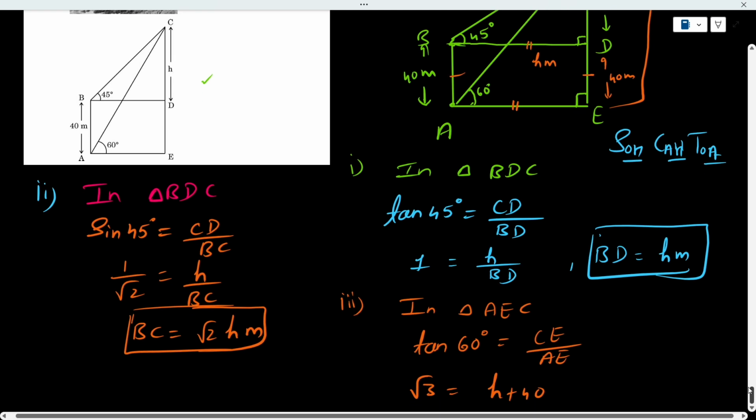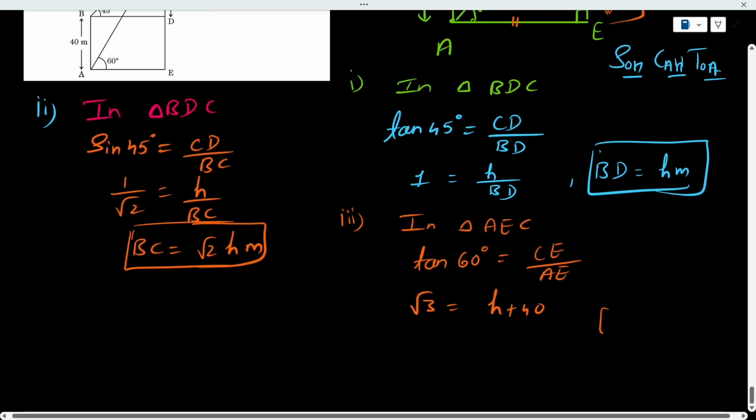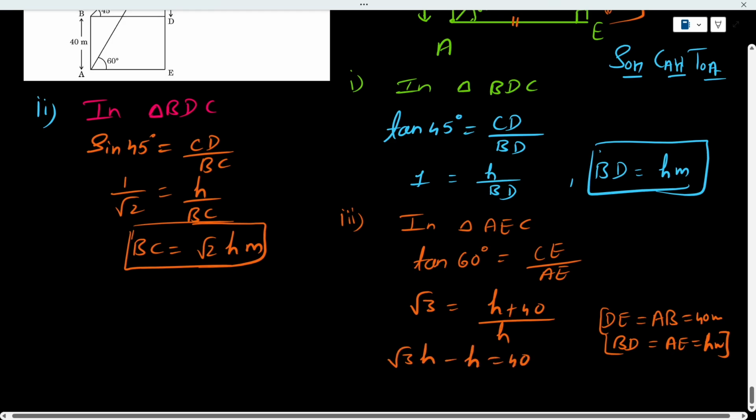So you can mention here DE is equal to AB, which is equal to 40 meter, and BD will be equal to AE, which will be equal to H meter. Then only you can substitute AE as H, otherwise you can't do it. So here do the transposition. Root 3h minus h will be equal to 40.